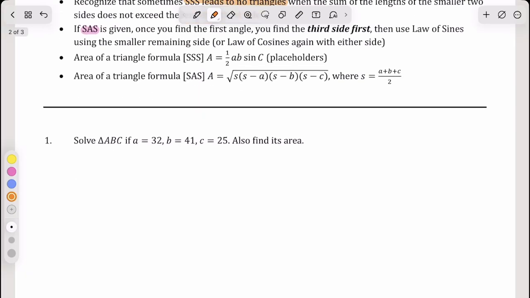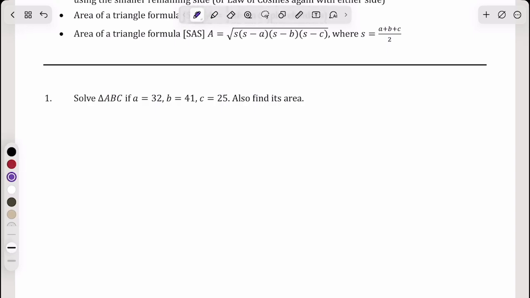Here we go. First problem asks you to find all the parts of ABC if a is 32 and b is 41 and c is 25. Let's make sure, first of all, that we're dealing with a proper triangle. So I've got 32 plus 25, the two smallest sides. Yes, that is greater than 41. It is a triangle. So let's go.